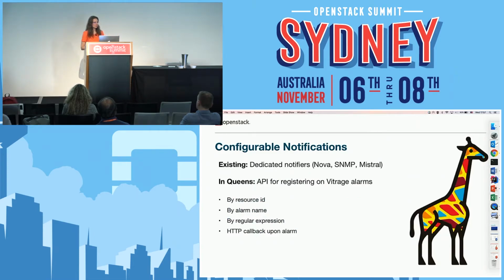Another important topic we are working on is configurable notifications. At the moment, Vitrage Notifier calls either Nova, or sends SNMP notifications, or calls the Mistral API. But we need an API that allows any consumer to register to Vitrage alarms based on the alarm type, based on the resource ID, or based on a regular expression, and get callbacks to a specified URL. So this is already in progress.